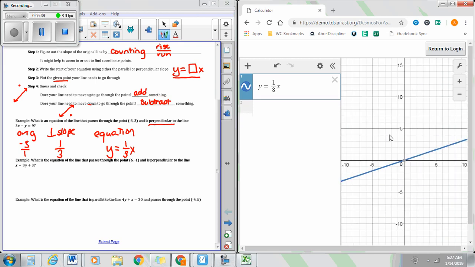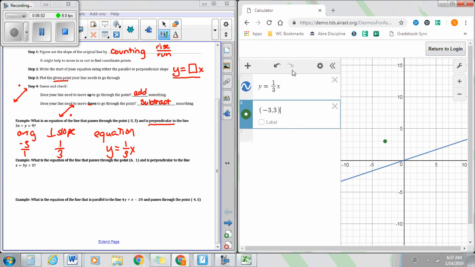And I'm going to zoom back out a little bit. I notice that it has to go through negative 3, 3. So I'm going to plot that point, negative 3 comma 3. And I need to decide, this blue line, is it above the green dot or is it below the green dot? It's below the green dot right now, so I need this to move up so that it goes through there.